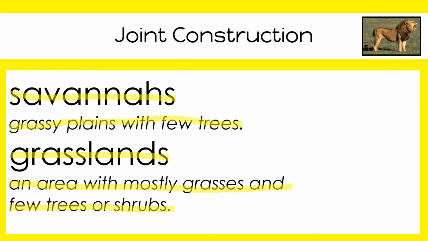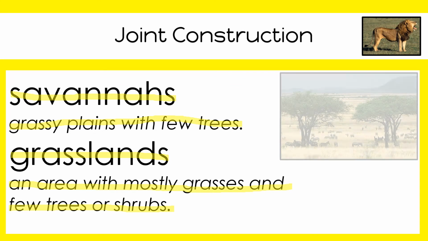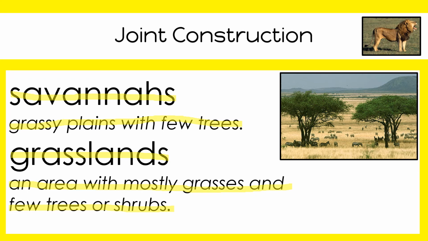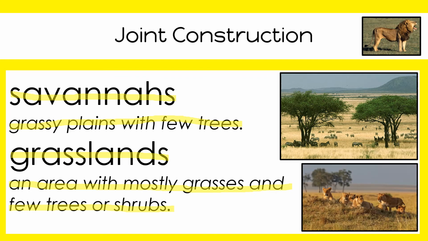So just to show you some pictures of a savanna and a grassland, just to help you understand, here is a picture of a savanna, and you can see that it's mostly flat land. We've got a few trees at the front, but not too many. And you can see some of the other animals that might be living in that habitat. I can see some zebras in that photo. And here is a picture of a grassland, and you can see some lions there in the grasslands.